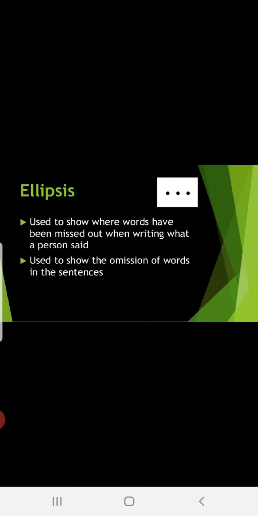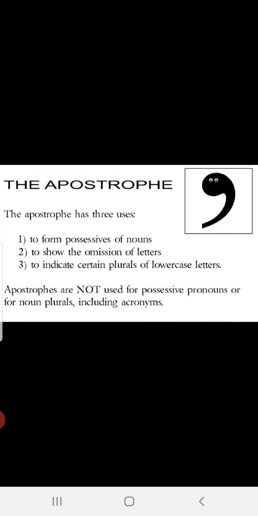Now, ellipses, three dots. After writing something, we put three dots. They are used to show where words have been missed out when writing what a person said, to show the omission of words in a sentence. Continued means something else is left out here, something more is to say here. All these expressions come under ellipsis. It means still more we can add. Something is missing.